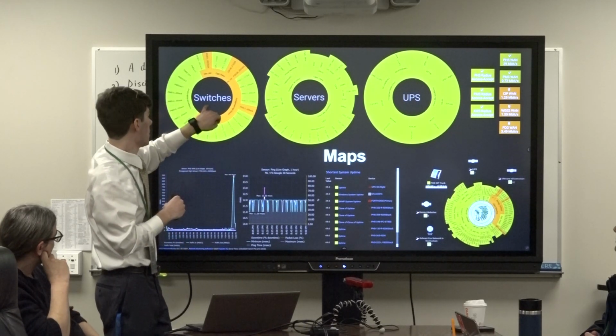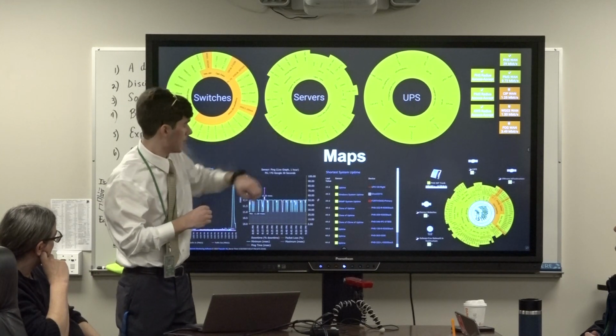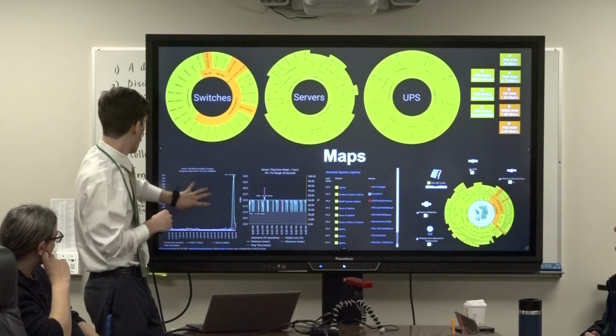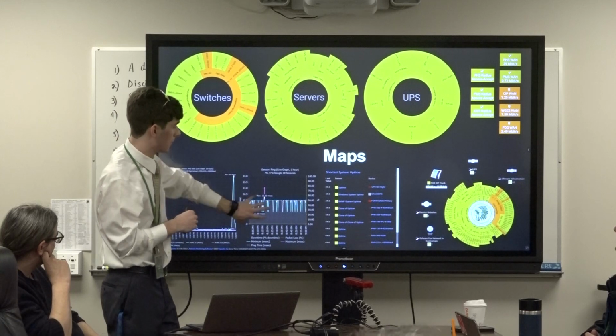So these are sunbursts, including all of our switches, our servers, our UPSs, and then some important things like how much bandwidth are we using at Pontiac High School? What's our internet connectivity like?